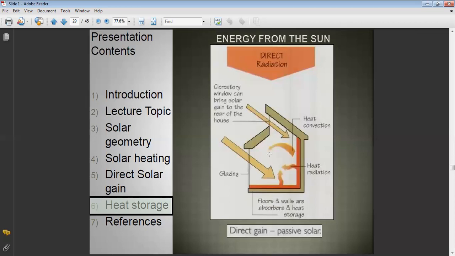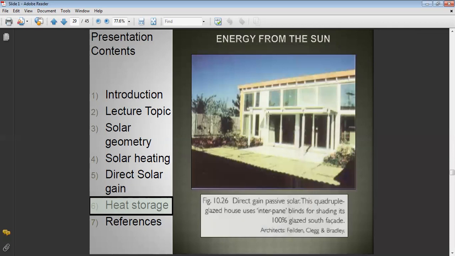The direct radiation in detail, direct gain, and the best solar heating over here. As you can see, the surfaces on the walls and the floors are utilizing the direct gain from the glazing. This is one of the examples which has been given in your book by the architects Felton, Clegg, and Bradley.